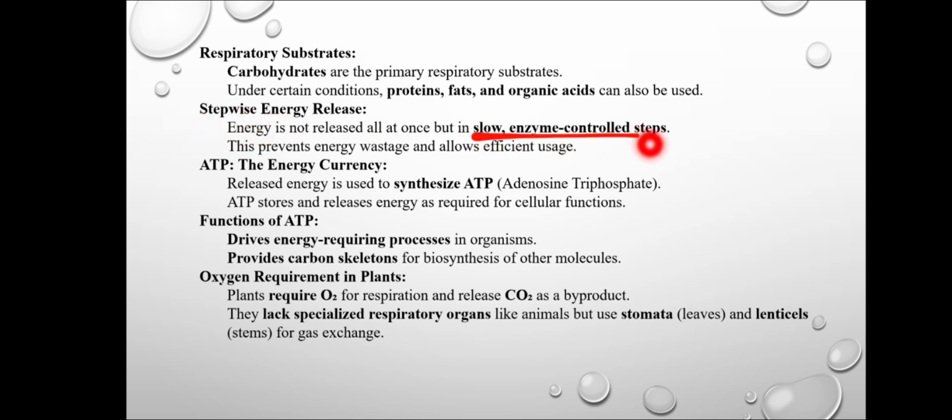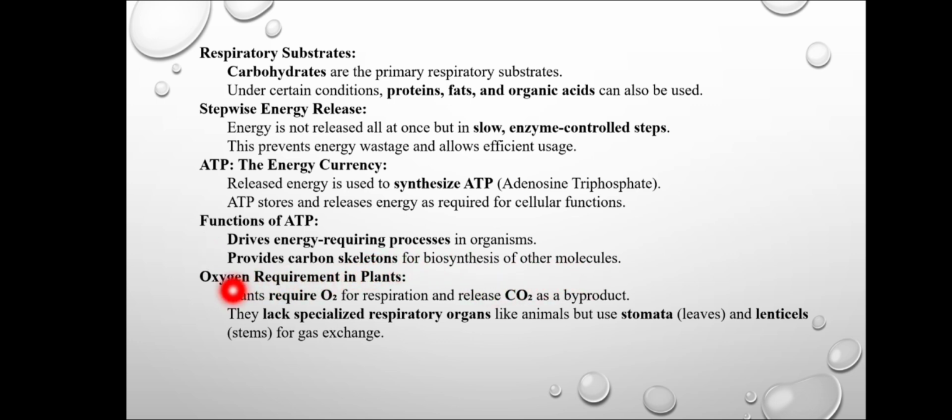The respiratory substrate releases energy not all at once, but in a slow, step-by-step process. Each step is controlled by an enzyme. This ensures that there is no energy wastage and allows a very efficient use of energy. The energy released due to breakdown of these respiratory substrates is used to synthesize ATP, adenosine triphosphate, which is an energy currency. This ATP is stored energy and it releases energy as required for cellular functions. The synthesis of carbon skeletons in biosynthesis of several molecules requires energy, so here ATP is used.